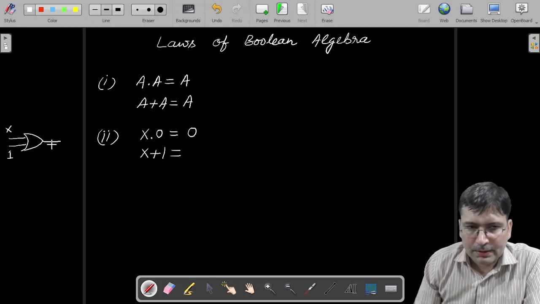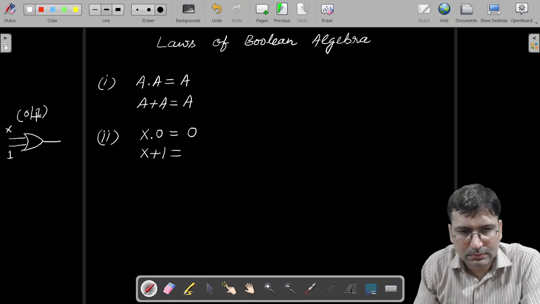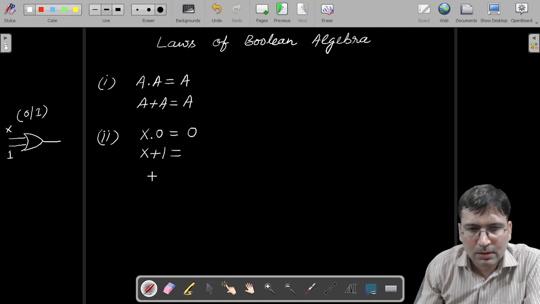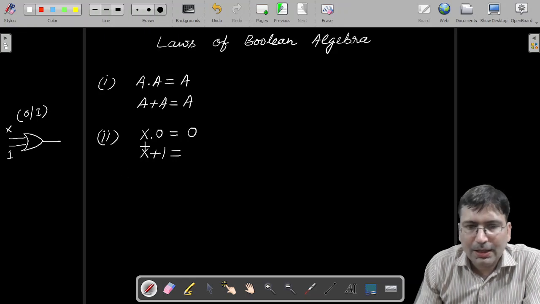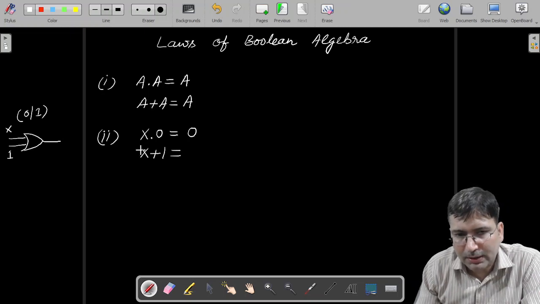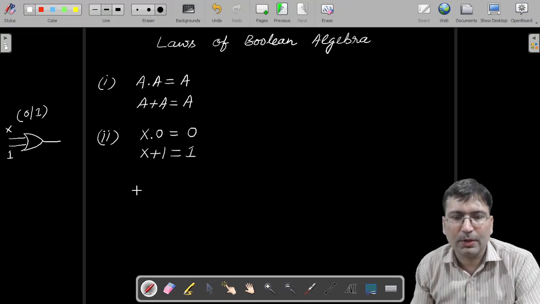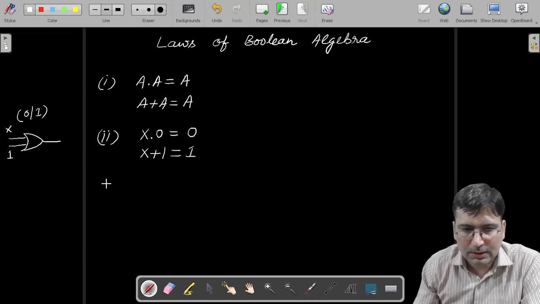This x can be two things only. X can be either 0 or 1, no other value than 0 or 1, right? So in case x is 0 and this is 1, you will get 1 here. In case x is 1 and this is also 1, like a plus a, it will give you a only. So in both the cases we are getting 1. Hope you are getting it. So you remember this as another law.